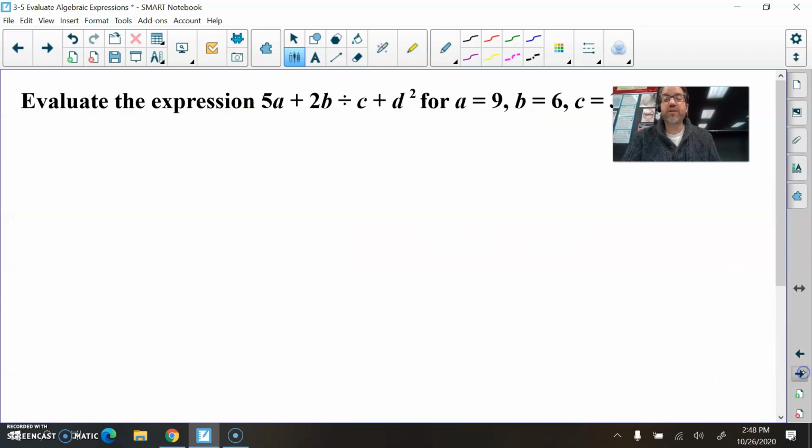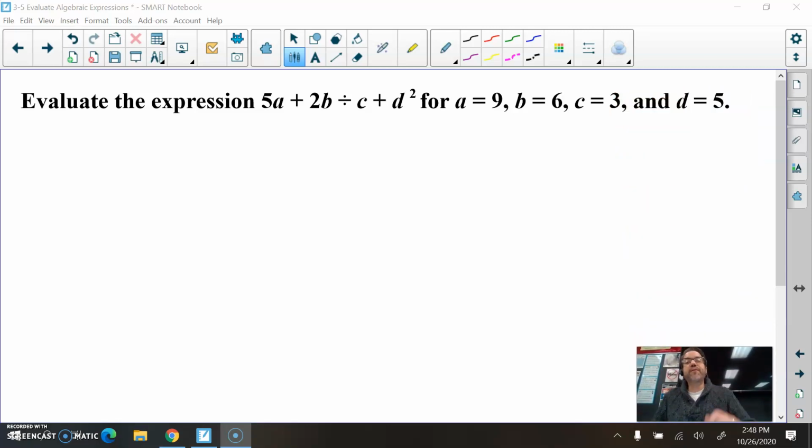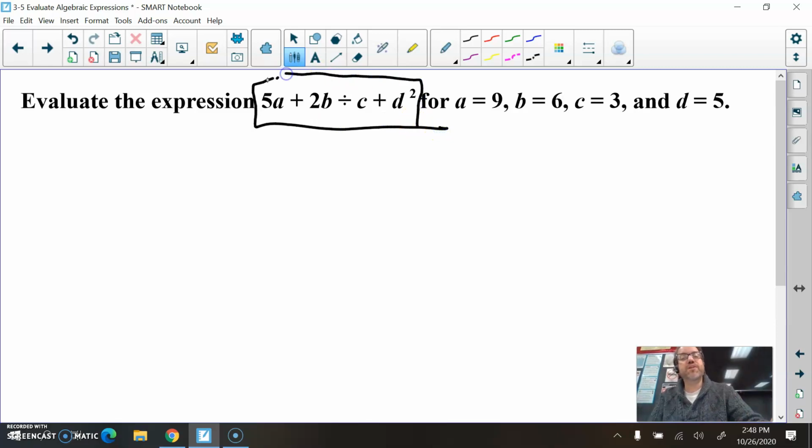All right, so evaluate this expression, 5a plus 2b divided by c plus d squared for a equals 9, b equals 6, c equals 3, and d equals 5. So what I'm going to do is take these different numbers and substitute them in for a, b, c, and d in this original expression. Okay, so let's go ahead and do that here. Oops, right here's our expression.